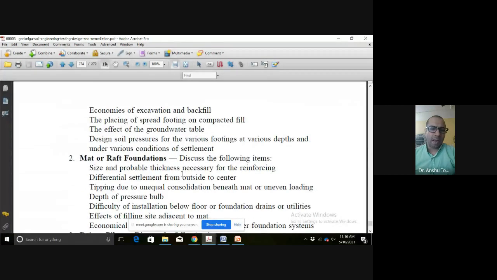Economies of excavation and backfill. That means what is going to be the volume that comes out if you are providing isolated footings or a raft footing. Suppose a basement is proposed by the structural engineer. If a basement is proposed, that means there will be too much excavation. How deep you are going to go is going to be told by a geotechnical engineer, and whether it is feasible, which type of foundation is going to be feasible.